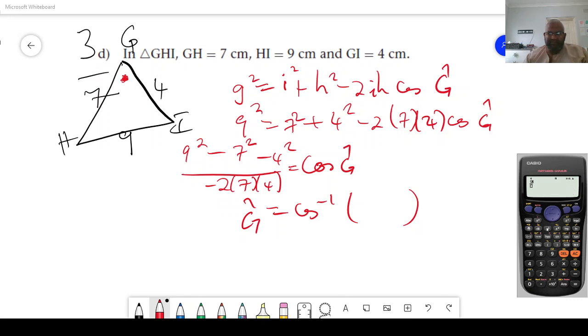So you've got 9 squared minus 7 squared minus 4 squared, over negative 2 times 7 times 4. That gives us negative 7 over 2. Okay, so this gives us, I put it in a different color, negative 2 over 7.